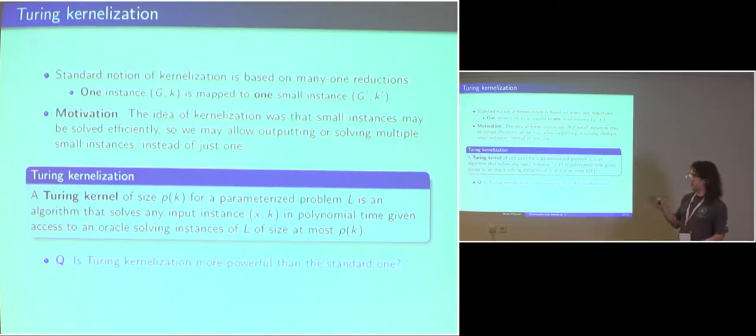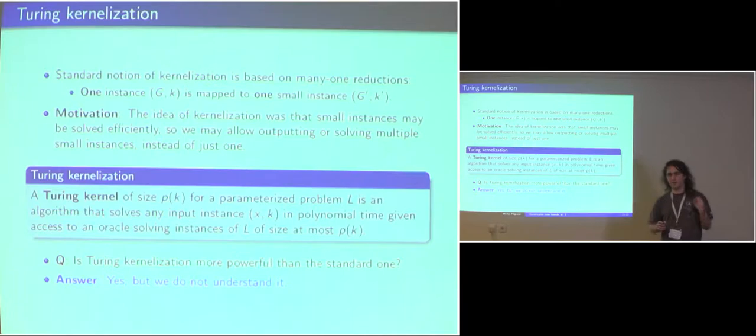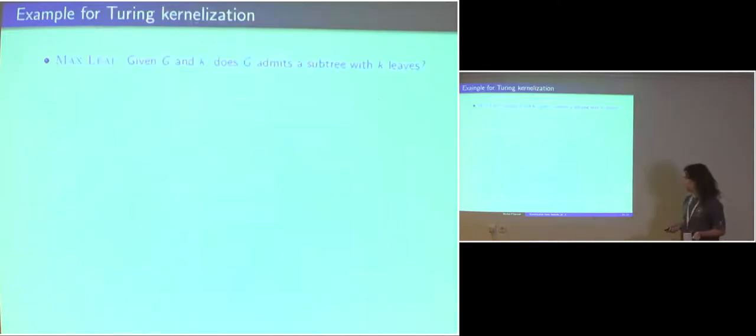So the answer to this question is that yes, it does, meaning we do have examples of problems that have Turing kernels, but do not have provably normal kernels, but we don't understand it, meaning we don't understand complexity lower bounds for Turing kernelization. Okay, so one example that I would like to show you of this phenomenon is the max-leaf problem. Given a graph G and an integer k, does the graph have a subtree, a subgraph that is a tree, that has k leaves?